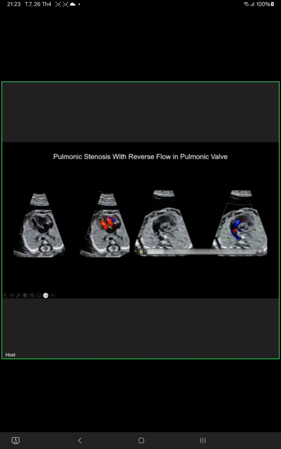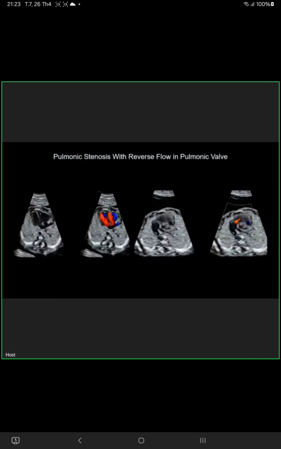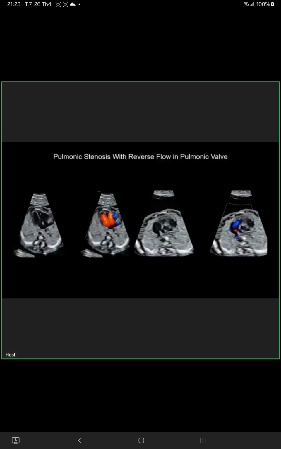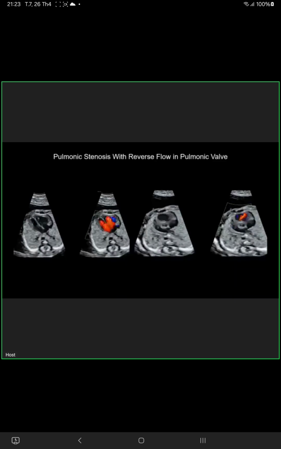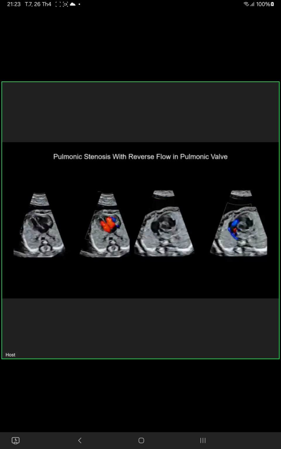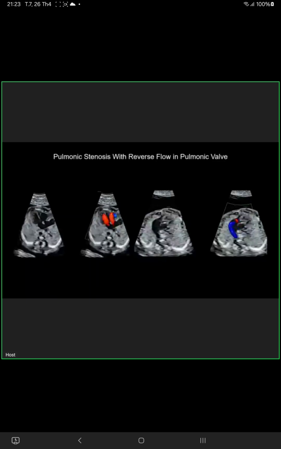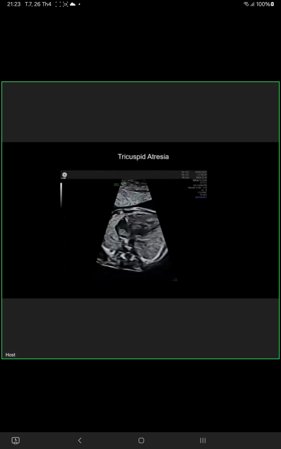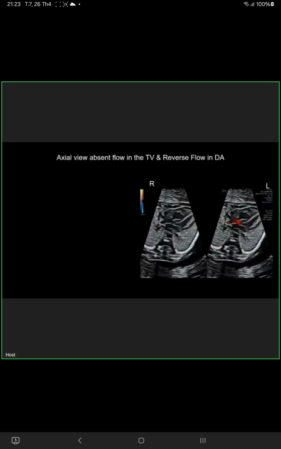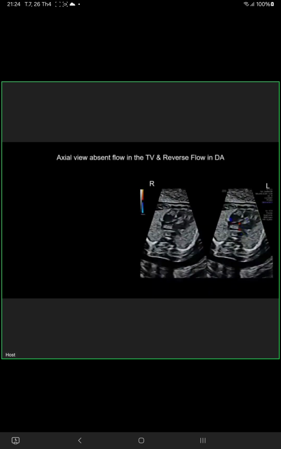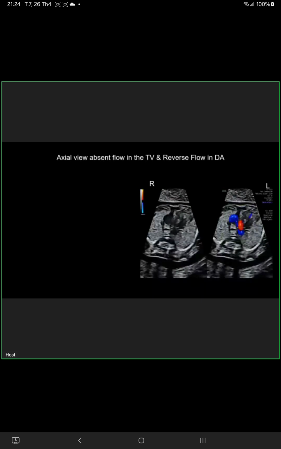Anyway, you can see here pulmonic artery with backflow. Early appearance of pulmonic stenosis with pulmonic insufficiency, with backflow through the valve. This is a case of tricuspid atresia. We can see flow just on the left side, nothing through the tricuspid.